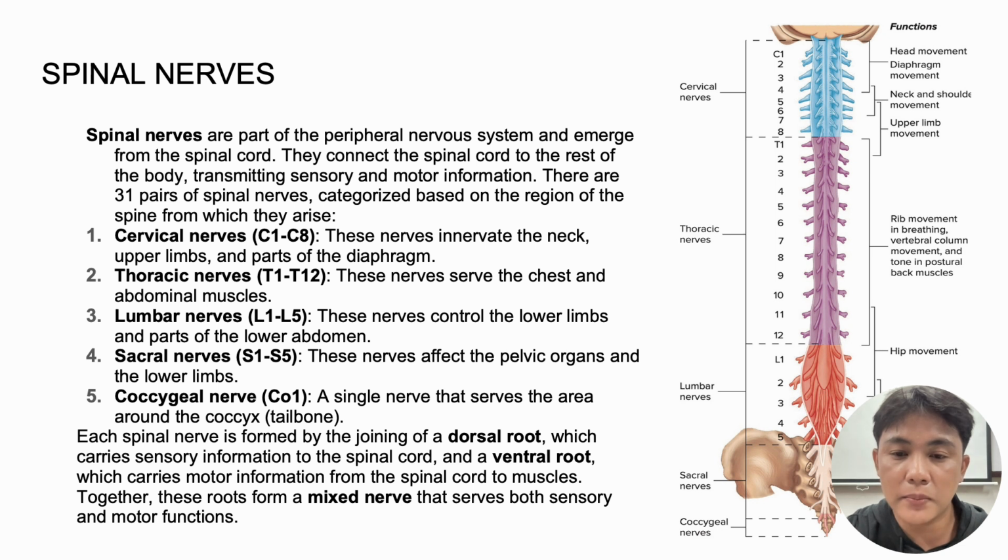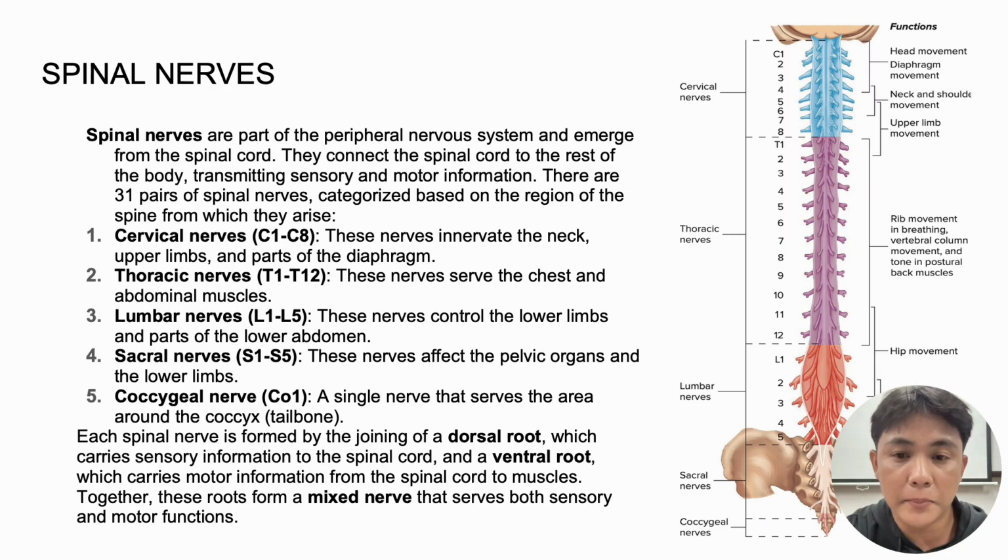The second type of nerve is what we call the thoracic nerve, T1 to T12. There are 12 pairs of this nerve. These nerves supply the chest wall, intercostal muscles, and abdominal muscles. They are important for breathing movements, posture, and trunk stability.